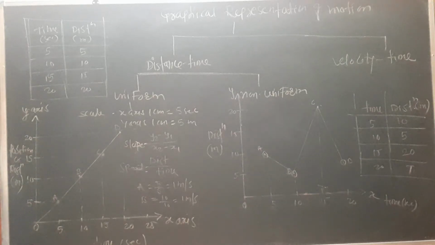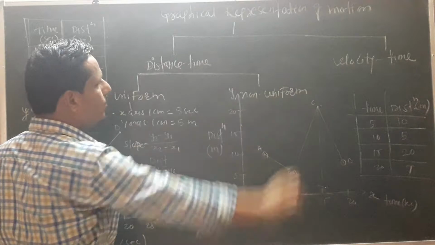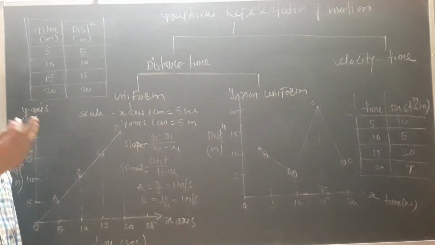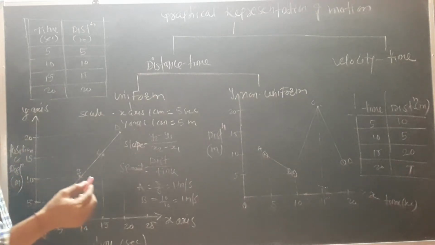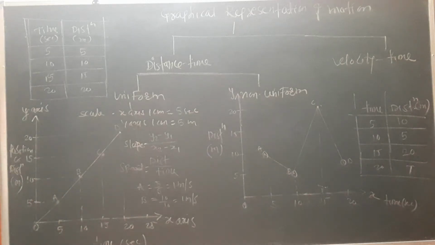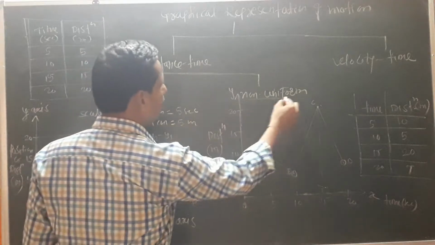Okay, today we are going to learn the concept of graphical representation of motion. As earlier we know what a motion is. We mentioned that motion is simply the change in position of an object with respect to time. Later, we can categorize that motion into uniform and non-uniform.